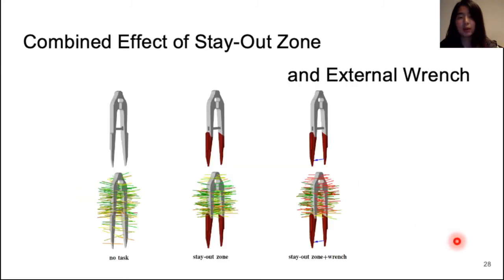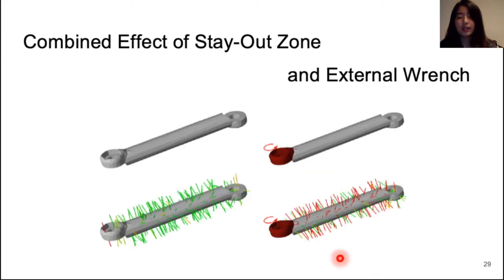In this example, we combine stay-out zones and external wrench. On the left, it shows the grasp generated when there is no task specified for a tweezer object. But to use tweezers, we mask the stay-out zones near the tip, and the system filters out the grasps there. To exert some force, we add the desired force represented by the blue arrow, and the system then re-ranks the quality of the grasps.